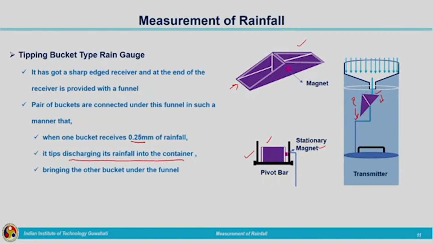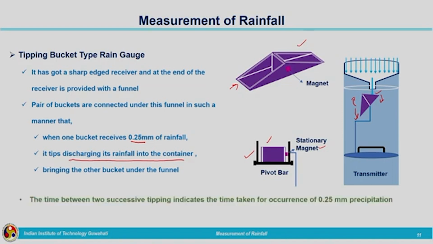This stationary magnet will be transferring the readings to the transmitter or data logger, or whatever procedure is there for recording the rainfall data. The time between two successive tippings indicates the time taken for the occurrence of 0.25 millimeters of precipitation. So, it is not a fixed time we are recording, it is a fixed amount of rainfall we are recording. The time taken will also be noted.